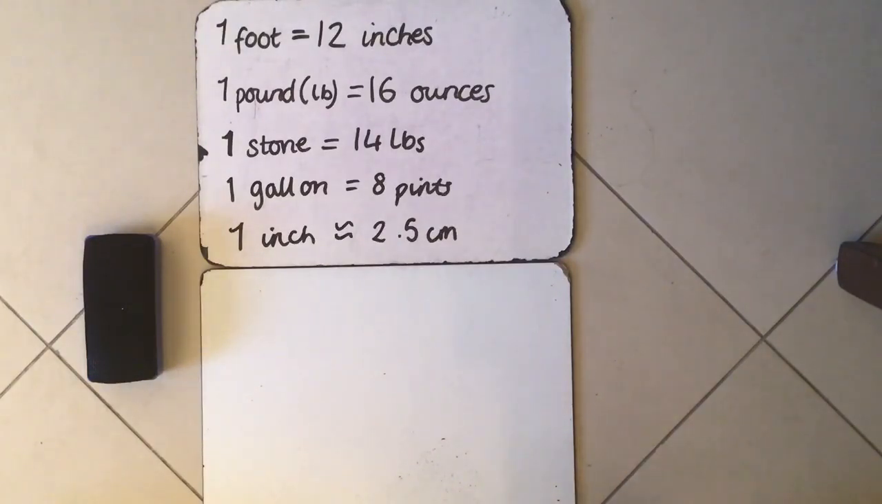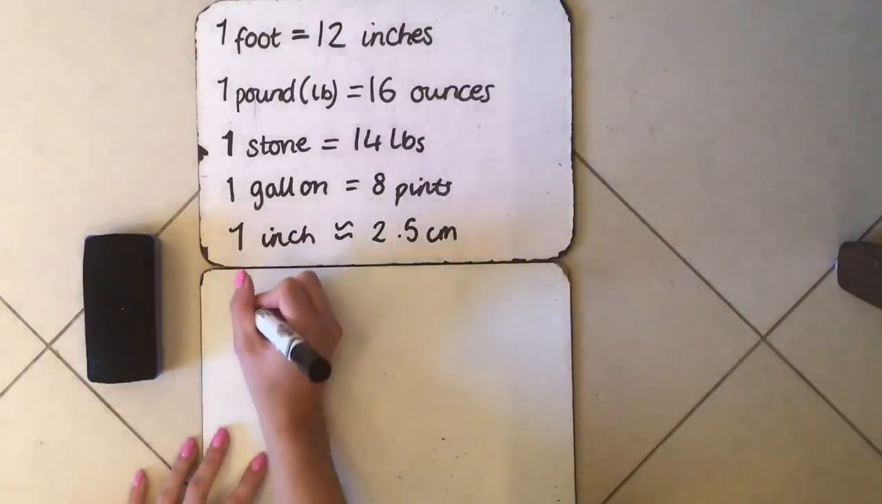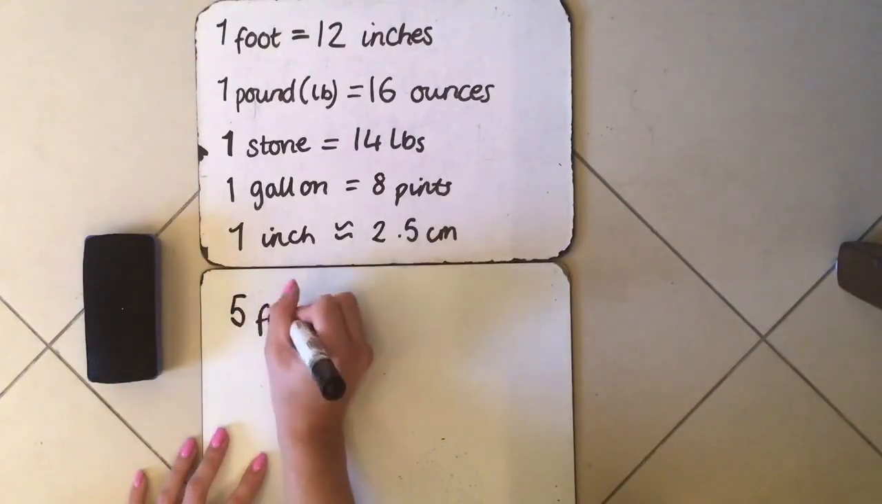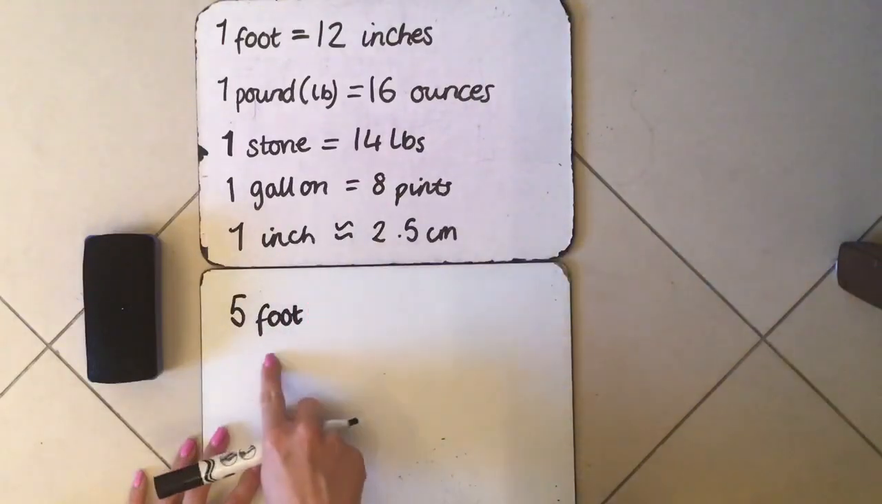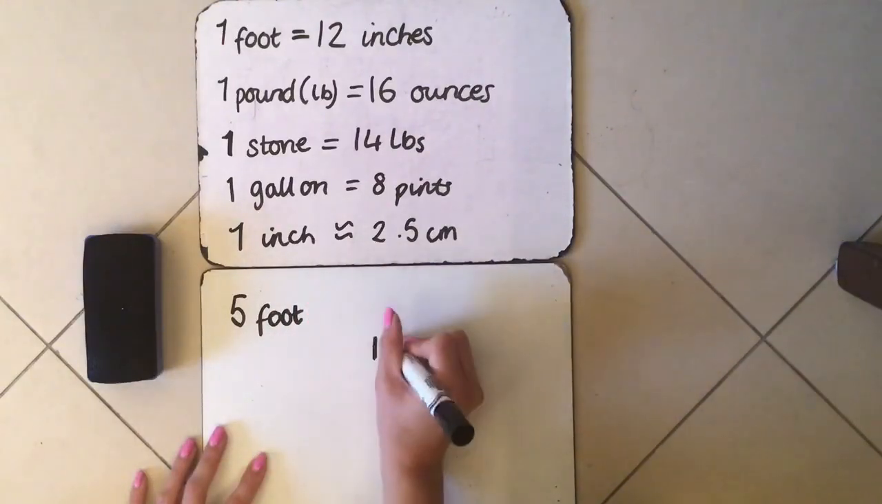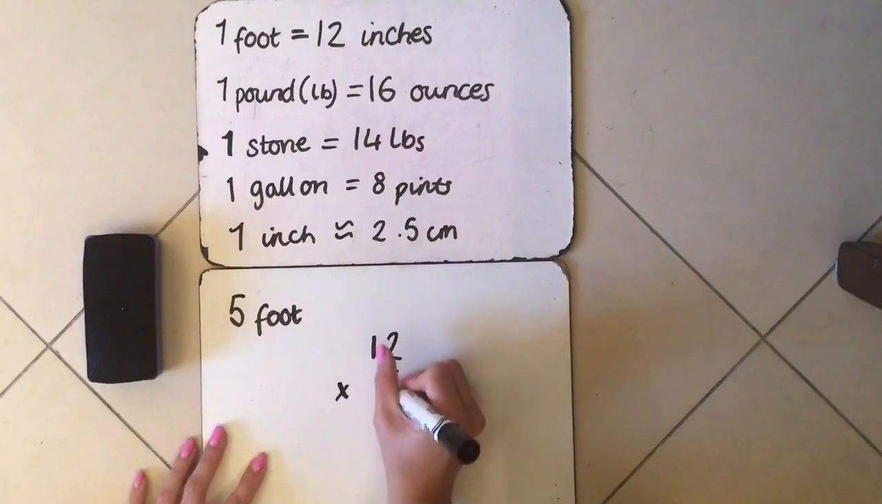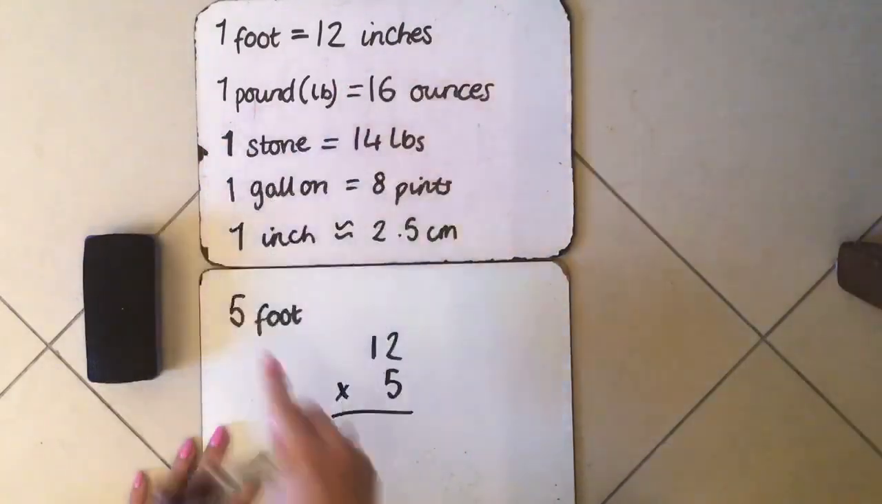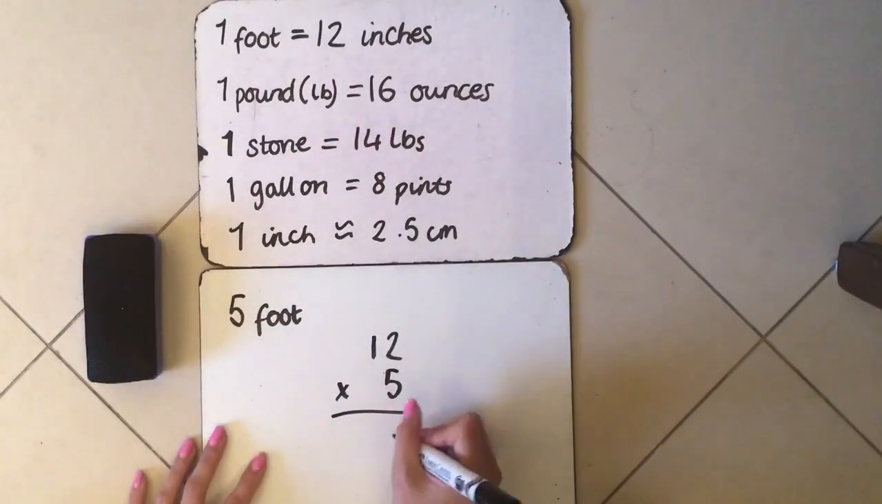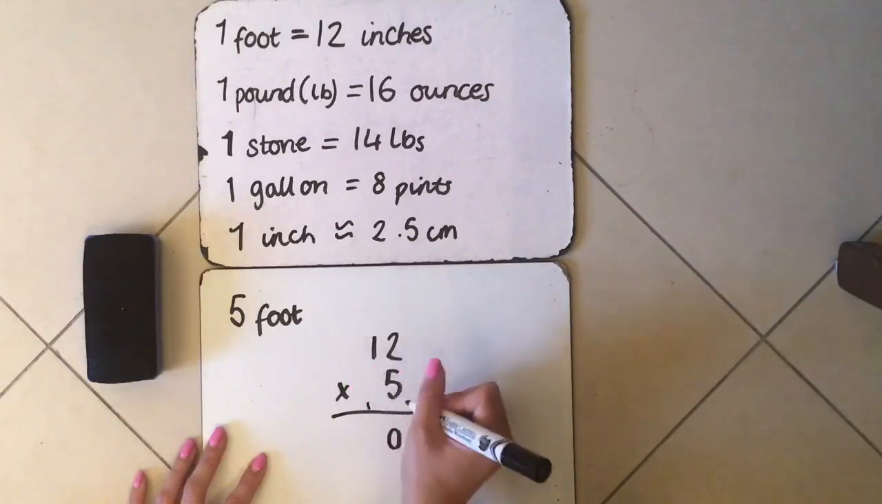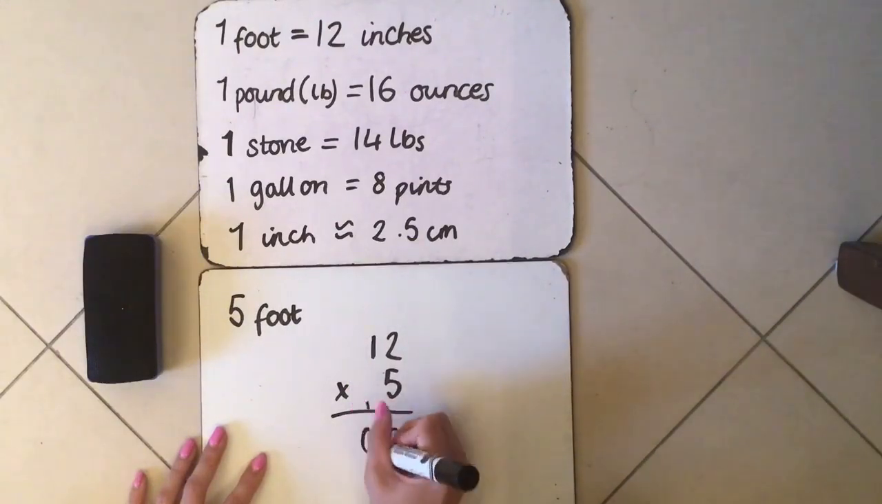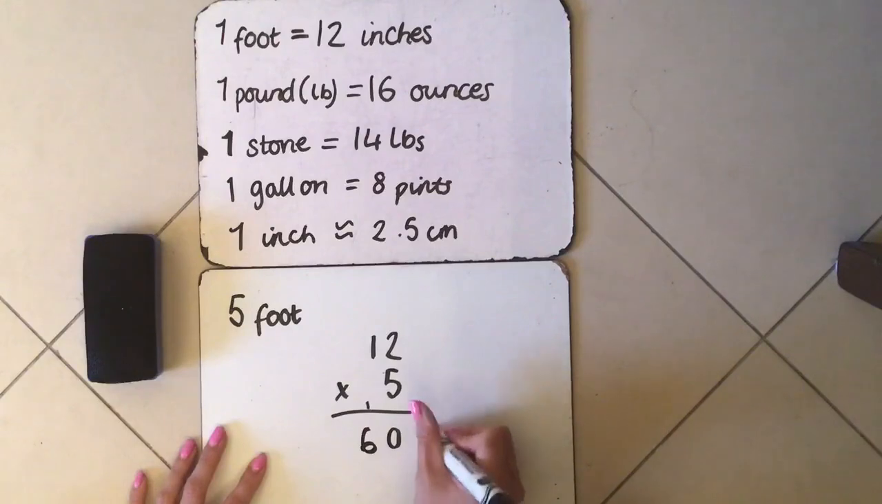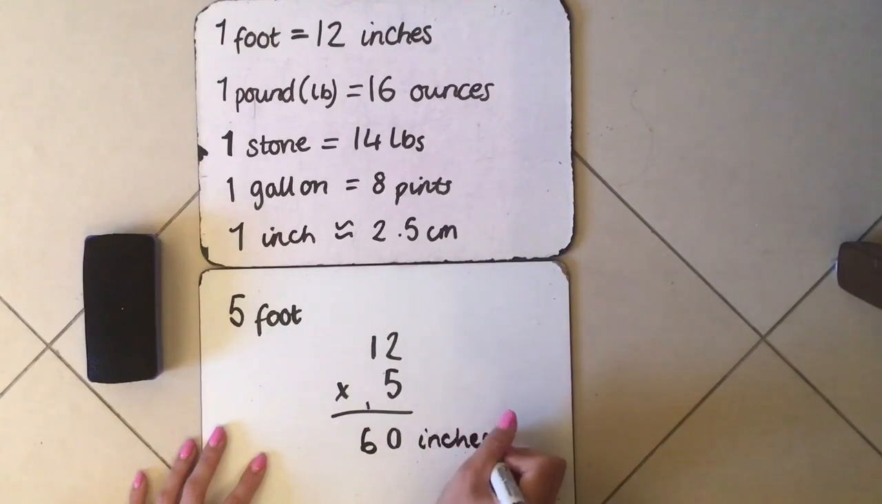If I wanted to work out how tall someone was in inches, if they were 5 foot, I would need to multiply that by 12. Because there's 12 inches in 1 foot. 5 times 1. So the answer is 60 inches.